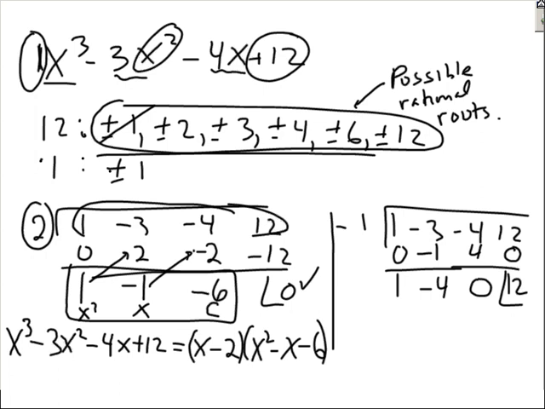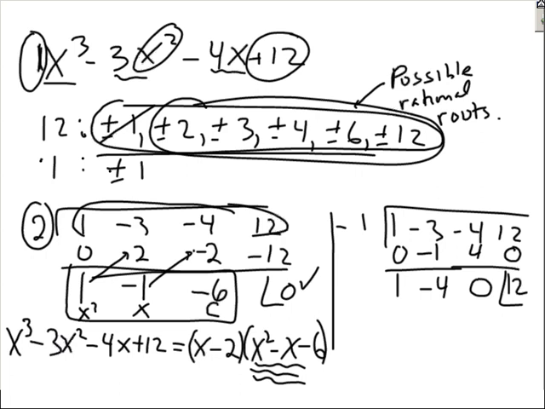Now, the problem says to find the zeros. You can try to factor this to find the zeros. You can use the quadratic formula to find the zeros. You can complete the square to find the zeros. Or you can continue with this list right here.